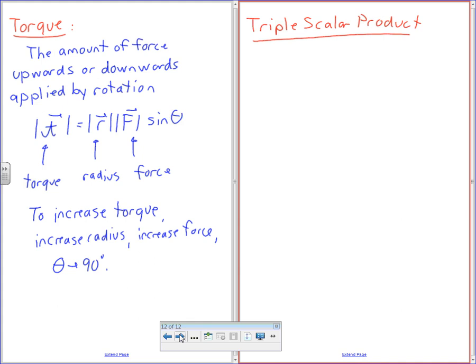This is A dot B cross C. Now, as far as order of operations, let's think of order of operations for how we do this. What has to be done first and why?